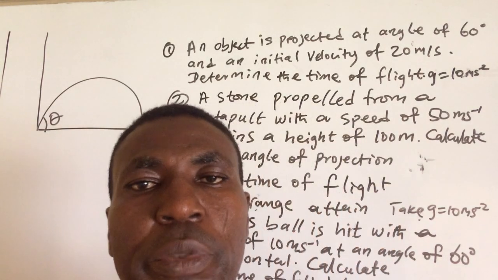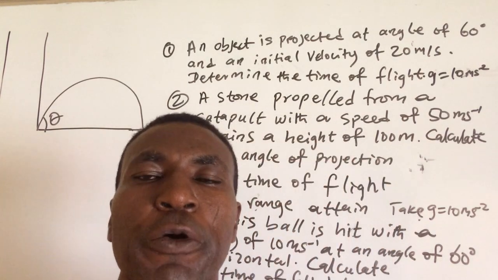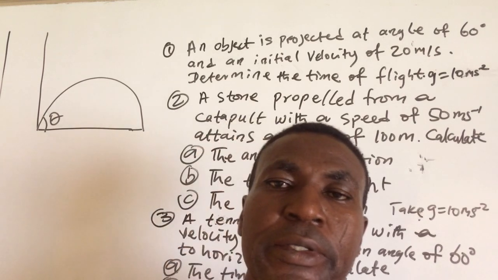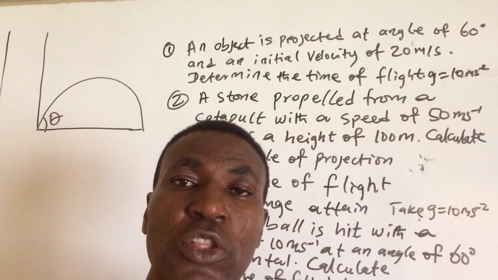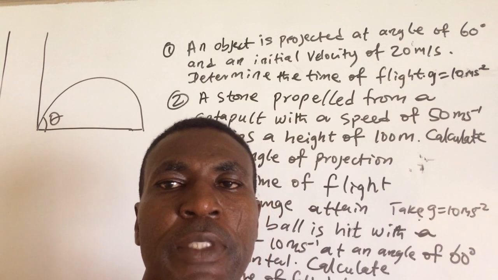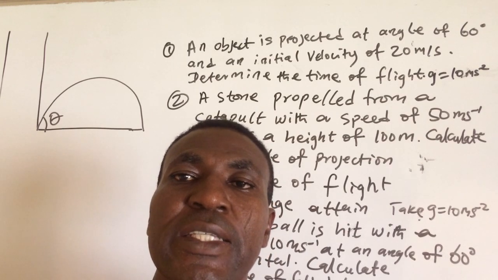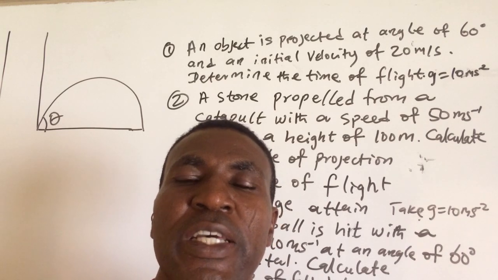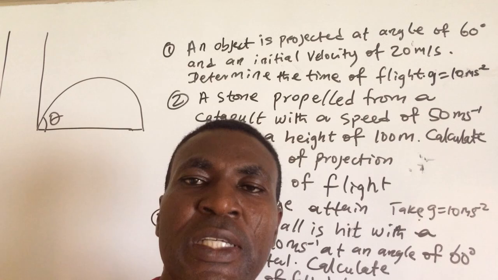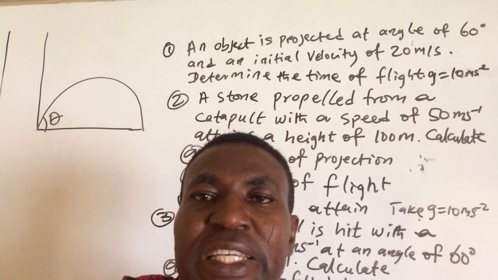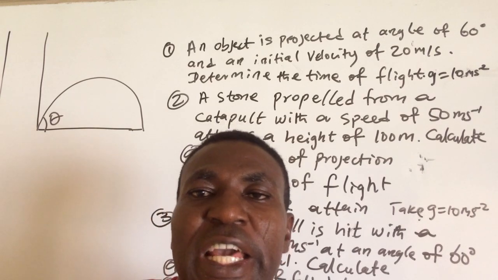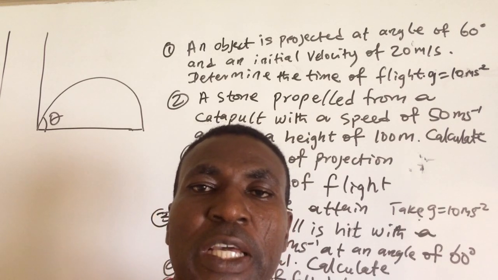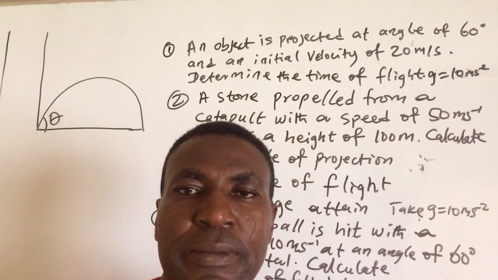The question on board is a question from projectile. Projectile is still a topic under motion. Projectile is still motion, but the motion of projectile is not straight. The motion of projectile is curved. It moves in a curved direction, which we say it moves in a parabolic path.